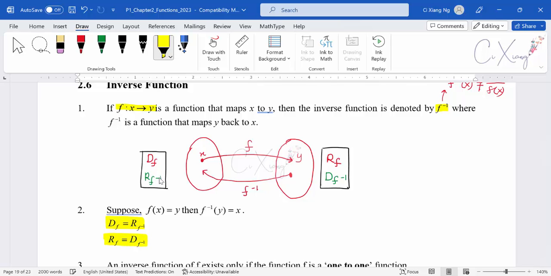All right, and this result is very important because for our syllabus, we are tested a lot on the concept of domain and range. Therefore, please make sure that you are very clear about this. All right, so let's proceed further.